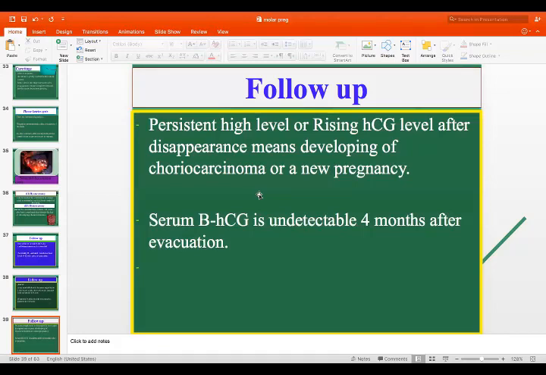Persistently high or rising level of HCG after evacuation means development of carcinoma. You are following a patient. Her beta HCG became normal and she had negative reports on her follow-up. Suddenly there is a rise in beta HCG. So there are two reasons: either she has become pregnant or there is development of a carcinoma. So beta HCG is undetectable 4 months after evacuation. This is the normal time limit in which beta HCG becomes normal, that is 4 months.